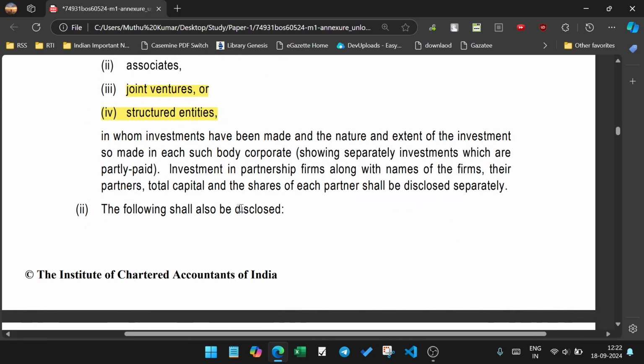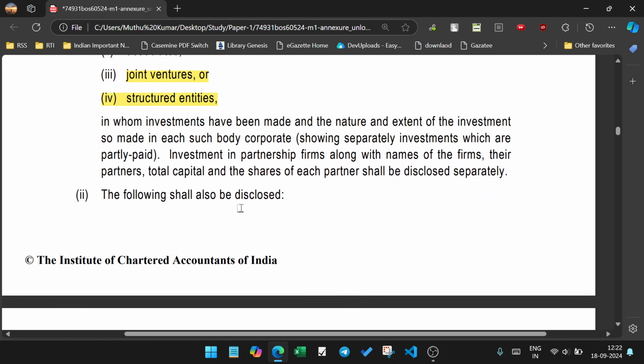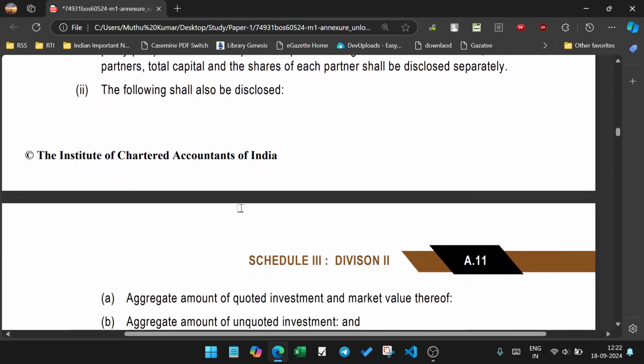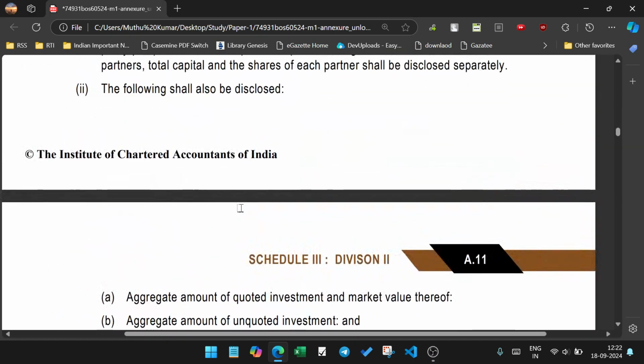The nature and extent of the investment so made, and such body corporate shall show separately investments fully paid and partly paid. For an investment in a partnership firm, the names of the firms, their partners, total capital, and the share of each partner shall be disclosed separately.